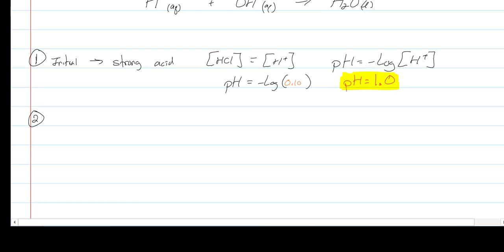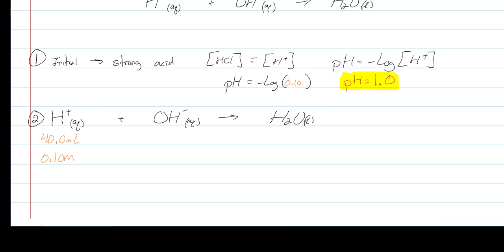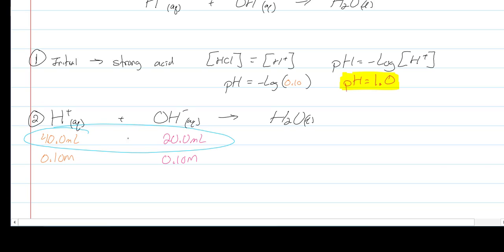Well, let's look at our concentrations. We'll do our reaction: H plus aqueous plus hydroxide going to H2O liquid. We know we have 40.0 milliliters at 0.10 molar, and I have 0.10 molar, but I only have 20 milliliters. Well, one thing to note here, we have a new volume of 60 milliliters. That's going to be important.